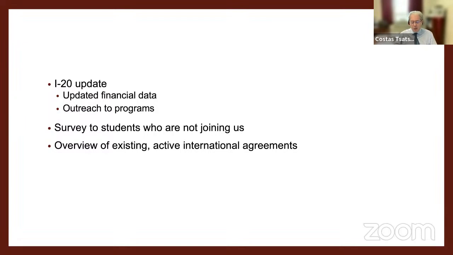And also we are working with Wendell Williams and also Dr. Peter Lee in CIE to do an overview of our existing active international agreements to make sure that we increase the number of our international graduate and, if possible, undergraduate students.